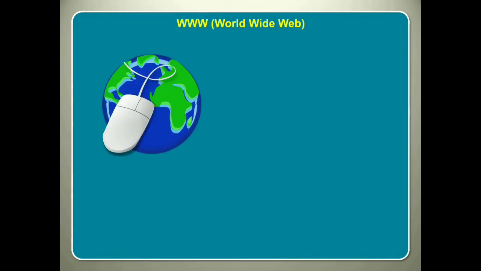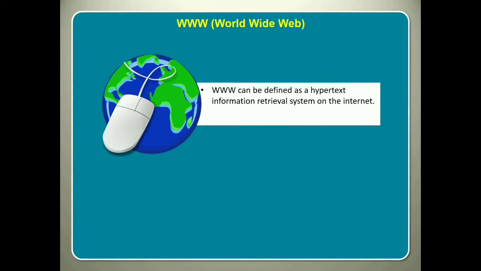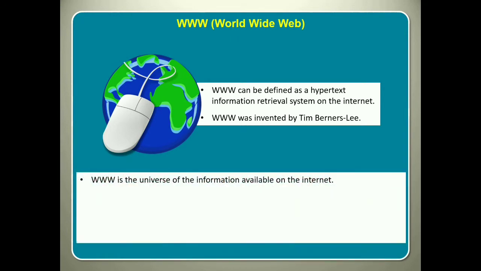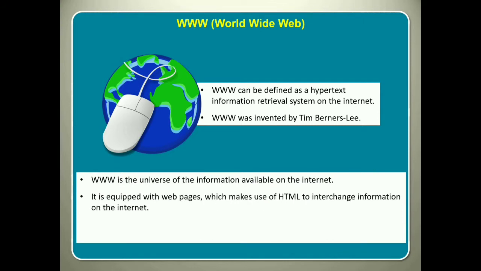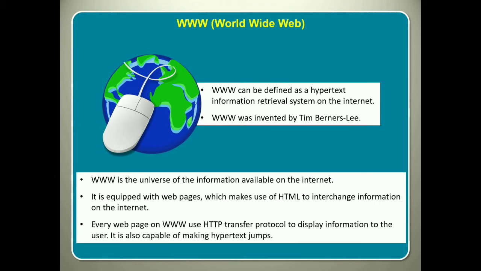Moving on to the next concept, WWW, World Wide Web. WWW can be defined as a hypertext information retrieval system on the Internet. WWW was invented by Tim Berners-Lee. WWW is the universe of the information available on the Internet. It is equipped with web pages, which make use of HTML to interchange information on the Internet. Every web page on WWW uses the HTTP transfer protocol to display information to the user. It is also capable of making hypertext jumps.